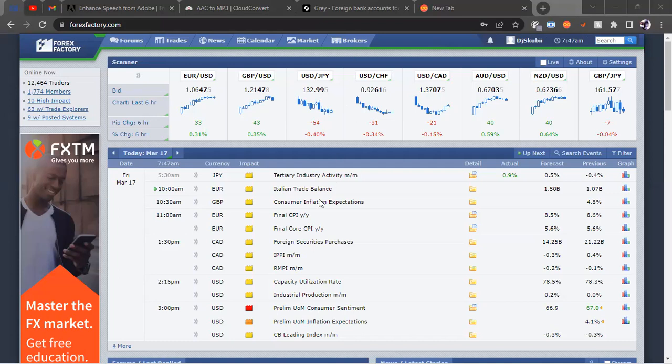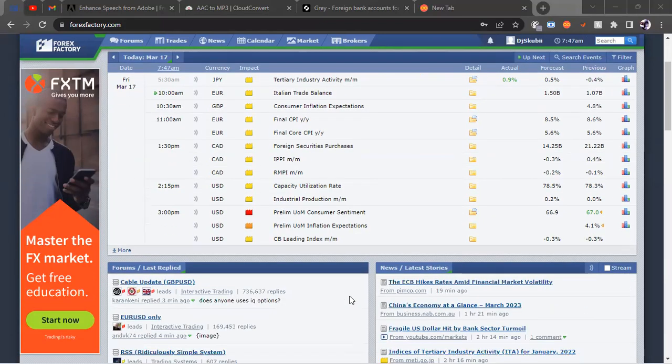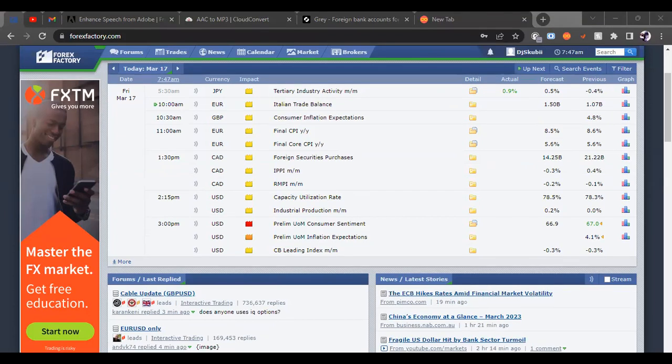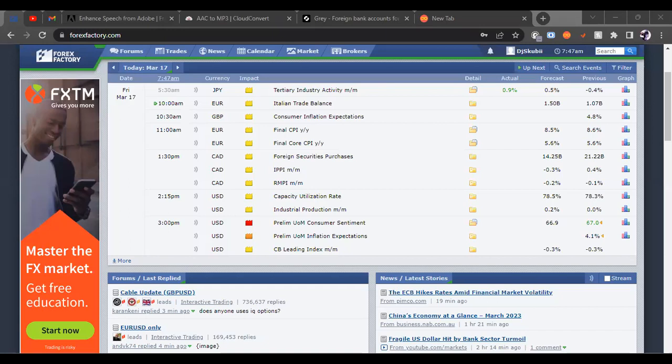So now, fundamental wise, we have news at 3:30 on the USD. That's Prelim UoM. I don't know what that is, but that's the only high impact news we have today. Today being Friday, and we had a lot of moves during the week, today might just be quiet. So let's jump on our charts and see what we can get.